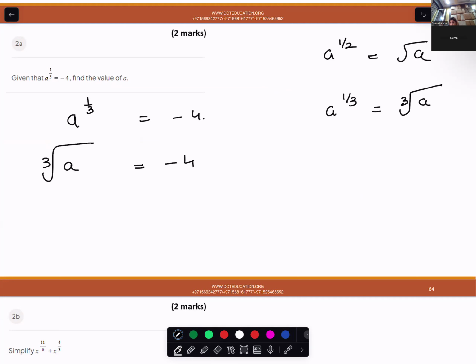So what will be a? Think. I will take this cube root and put it over there. If the root goes to the other side, it becomes cube. So a is going to be minus 4 cubed. 4 cubed is nothing but 64, so it's going to be minus 64.